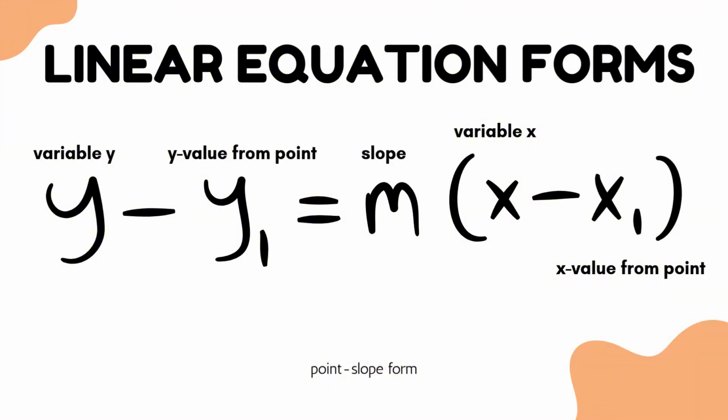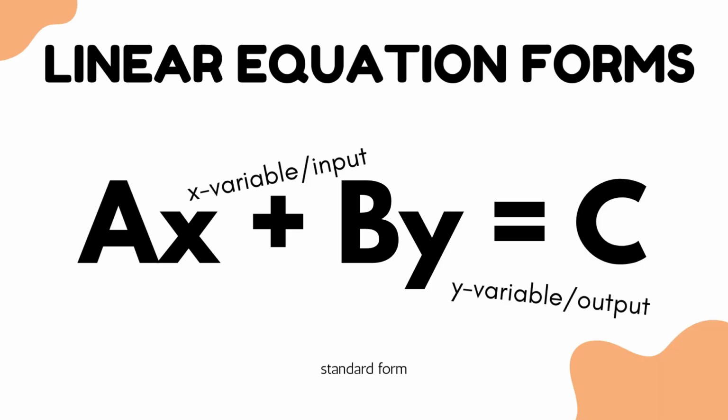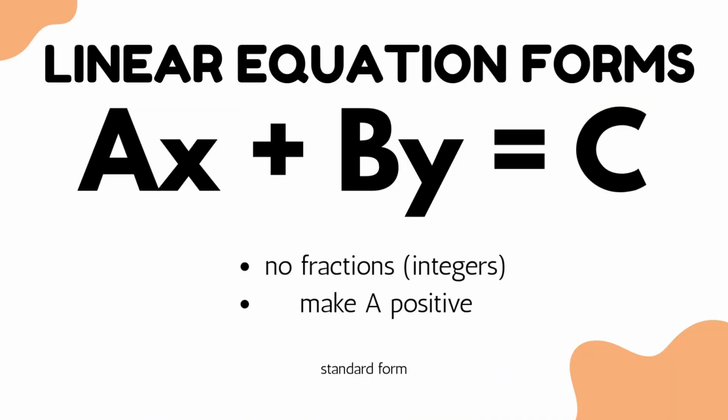Next up is standard form of a linear equation. X is the x value of any point in the linear equation, while y is the y value of any point in the linear equation. A, B, C are all integers, but make A positive.